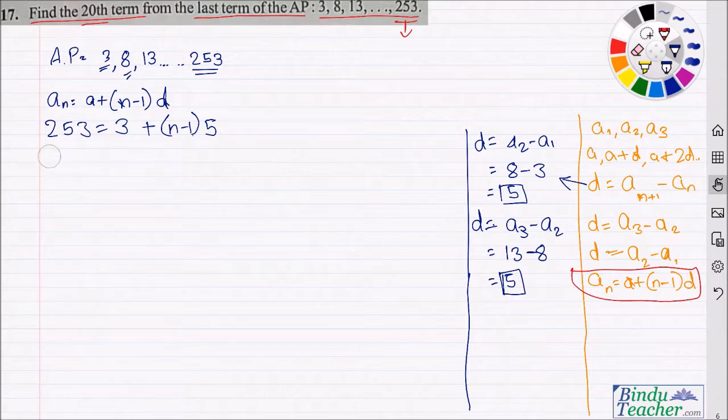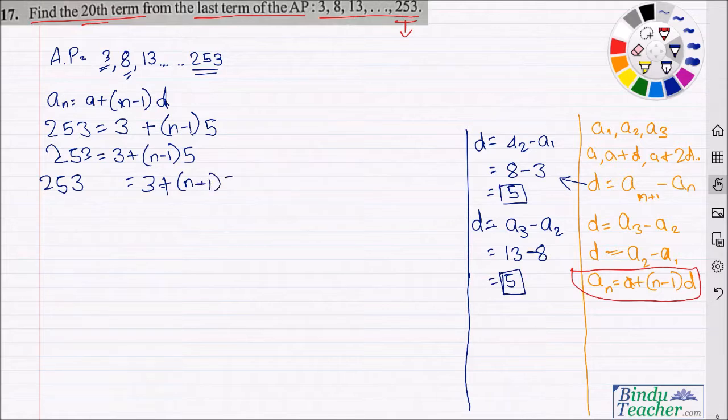Let's replace that value here. So now we will continue solving this equation. 253 equals 3 plus n minus 1 into 5. Now let's balance the equation. So we will write 253 equal to 3 plus n minus 1 into 5.